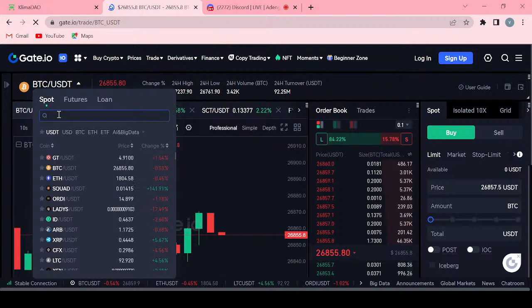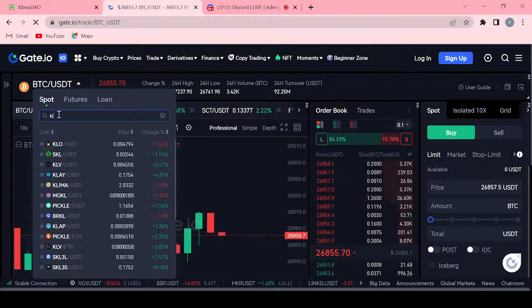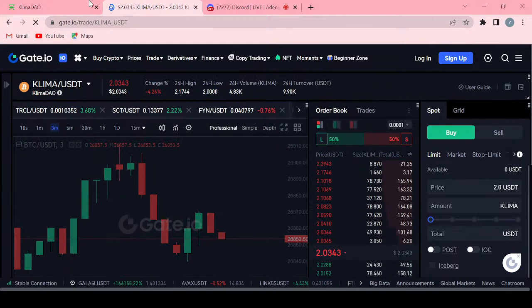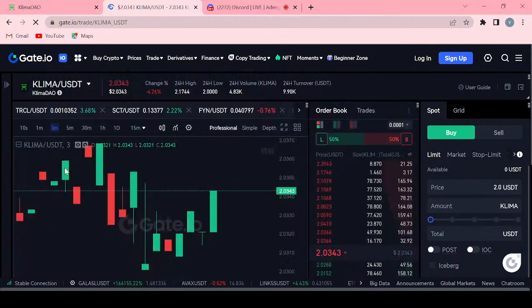So now it is the Klima project, Klima. Here you can see the logo of the project so that you can easily identify what it is. Now we can see the token price today. The change in the token price was minus 4.26 percent, and the token price is 2.0343. We are on the 3-minute candle.